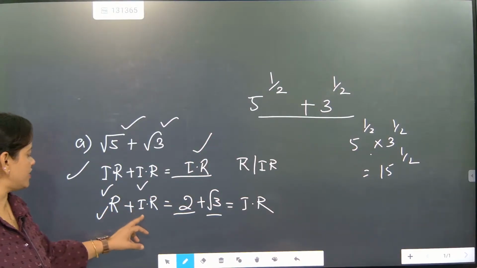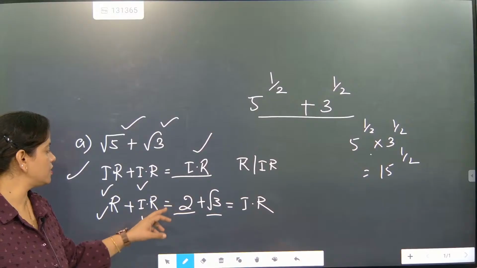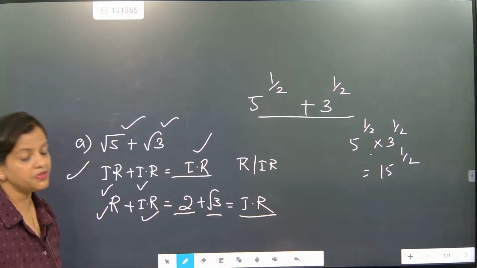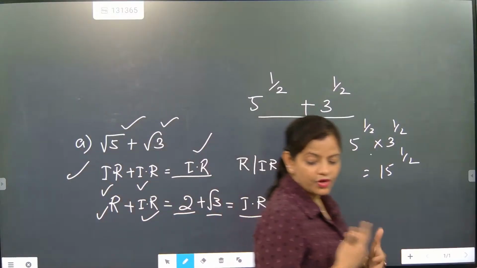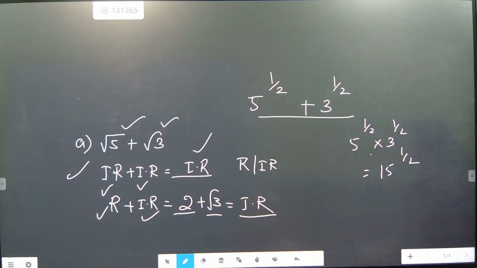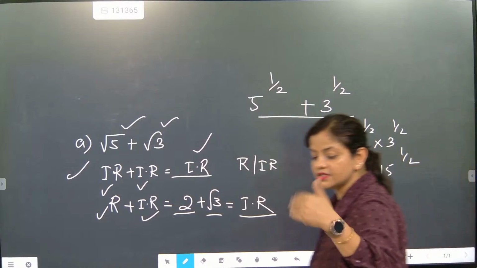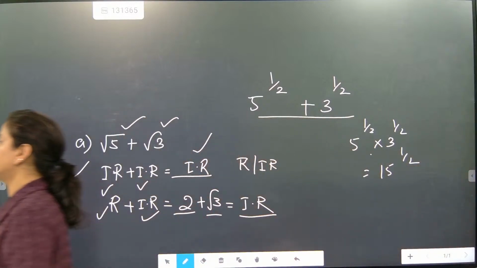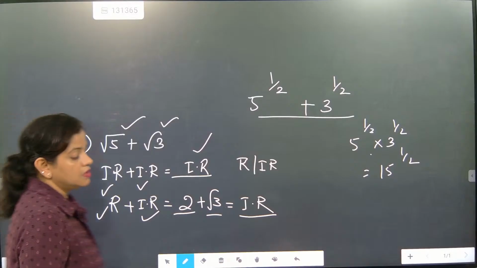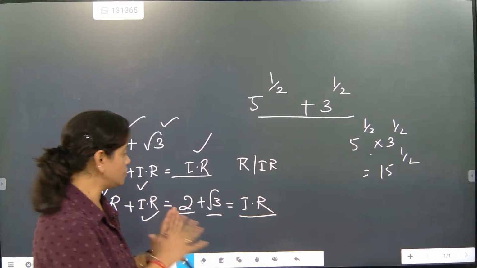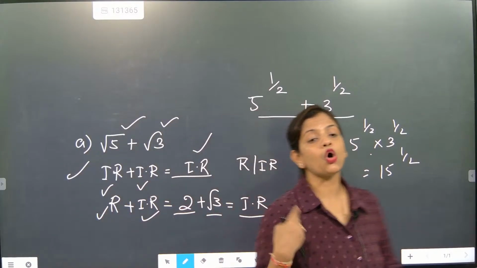Addition of one rational and one irrational will give you what? Irrational number. Always remember this one. Understood? So addition of two irrational numbers will give you irrational. Addition of rational and irrational will give you irrational. Note down, note down, note down. That's very important. So they will ask always irrational.